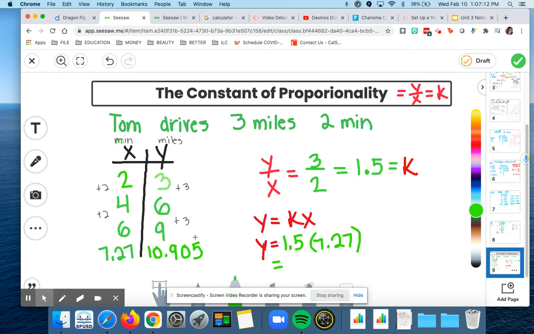So what did we find? We found out that if Tom is driving for 7.27 minutes, he drives 10.905 miles. And let me write over here our number. It was 10.905.